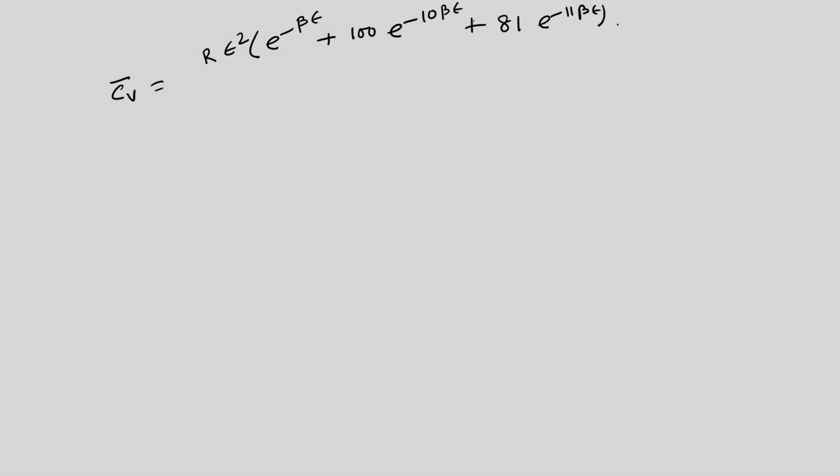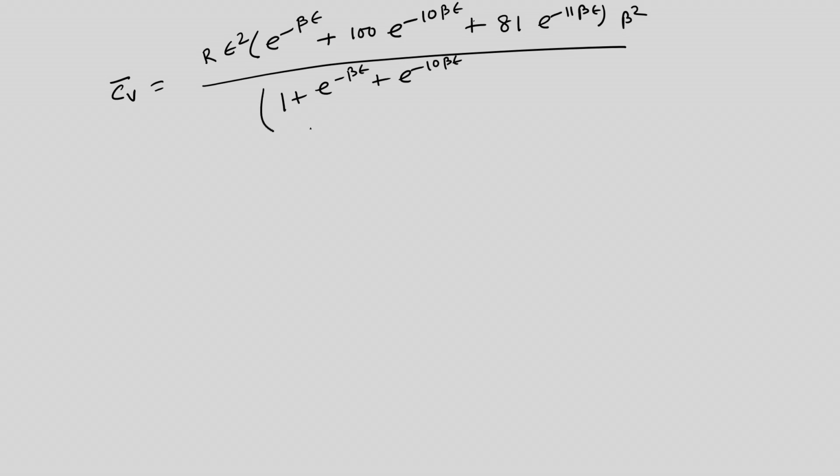Okay, so we get Cv bar = R epsilon to the 2 times e to the minus beta epsilon plus 100 e to the minus 10 beta epsilon plus 81 e to the minus 11 beta epsilon, times beta to the 2, divided by (1 plus e to the minus beta epsilon plus e to the minus 10 beta epsilon) to the 2. So, this is the value of molar specific heat or Cv bar.